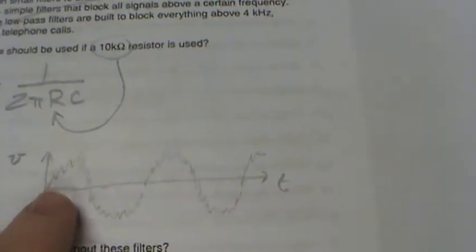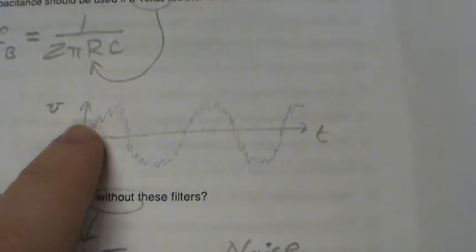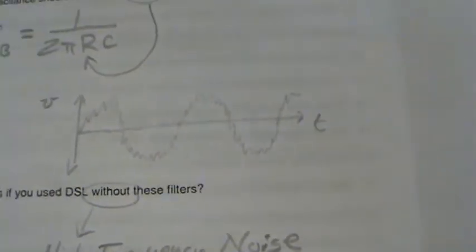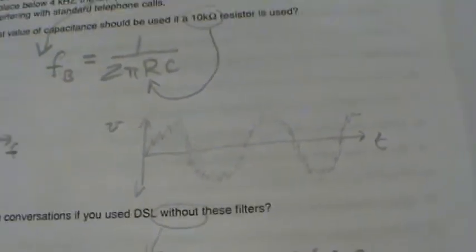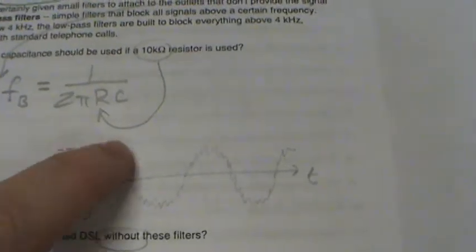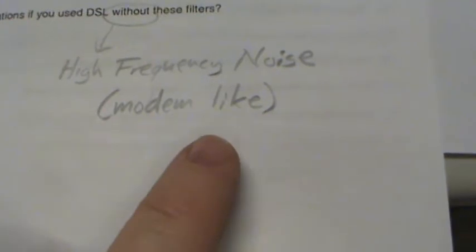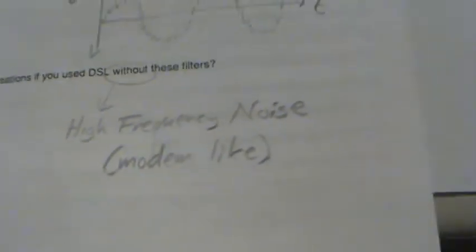So if you were to look at it on an oscilloscope, it might look something like this. I know this is oversimplified, but the principle is still the same. You have this low frequency sound wave, and on top of that you have a high frequency digital signal. Now if you have that going through the earpiece of your phone, you'll hear that high frequency stuff on top of this, kind of a high frequency noise with a modem-like sound to it. So that's the answer to part B.